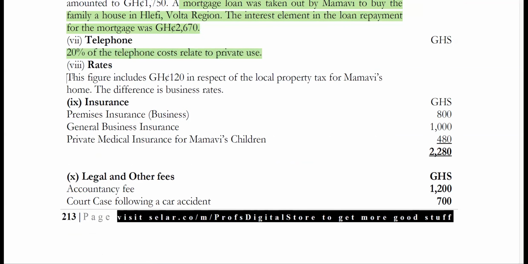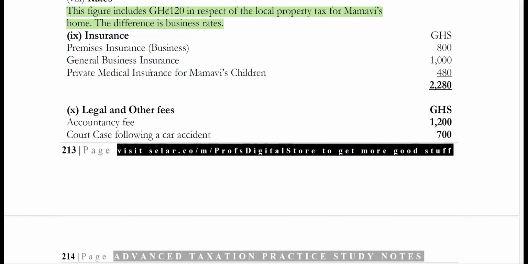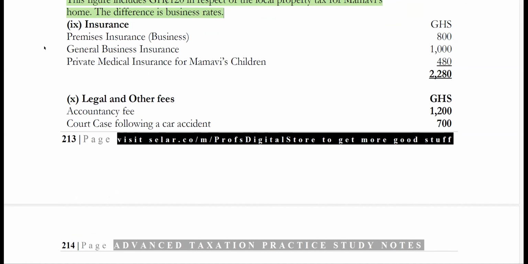And they say the rates include 120 cedis in respect of local property tax for Mama V's home. The difference is business rates. So this one was local tax for her home. Does it belong here? It doesn't belong to the business. Okay. Insurance includes business premises insurance, allow, right?